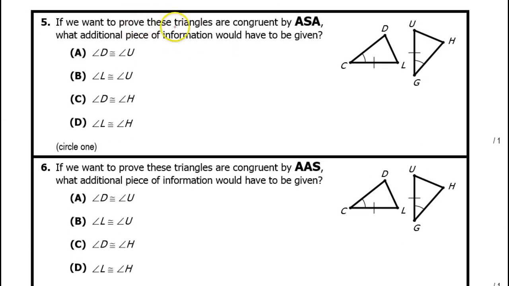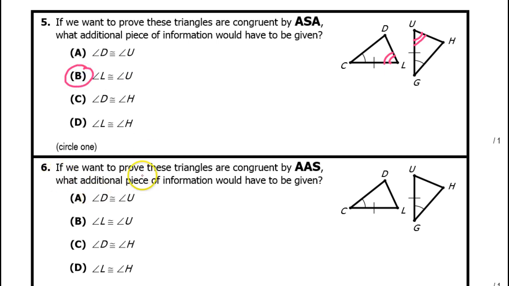Alright, if we want to prove that these triangles are congruent by angle-side-angle, what additional piece of information would have to be given? So we've got an angle and a side, so we're going to need another angle. Alright, and the side has to be between the two angles. So if we have this angle right here, that would be angle-side-angle. So we'd have to be given that angle L is congruent to angle U. Alright, so that's B.